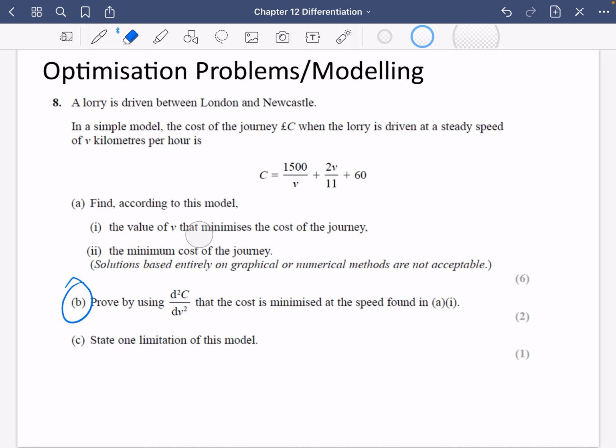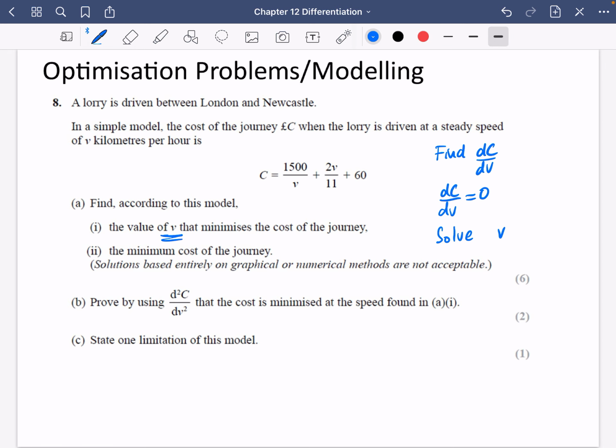So let's write down what the strategy is going to be for this question. We are going to, first of all, find what dC by dv is. Then we're going to make dC by dv equal to 0. And then we are going to solve it to find out what v is equal to. And that will give you the value of v. And then we'll do an extra bit of strategy for part two in a second.